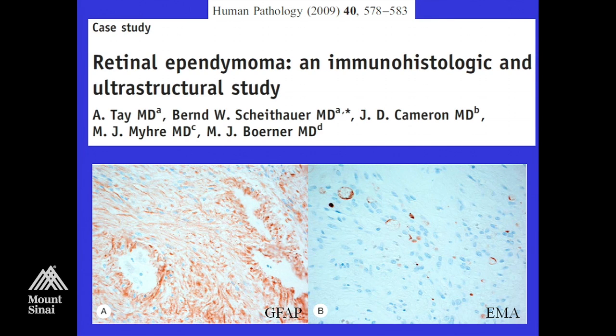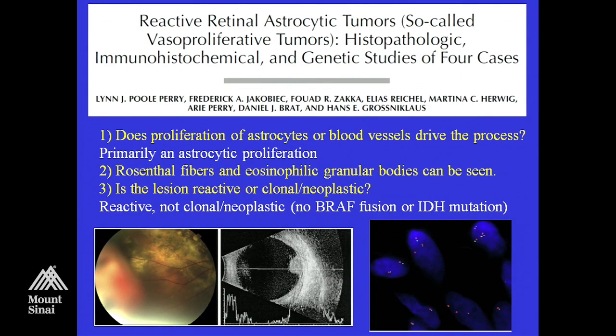My personal thoughts would be that unless you could show some sort of genetic similarity, overall, I don't think these are ependymomas. I think the perivascular orientation is more just the way these glia grow when in the eye.